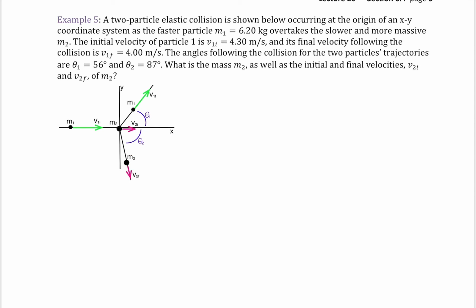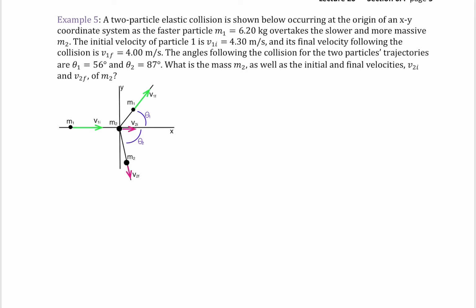Okay, so what do we not know? What are our unknowns? Well, M2, V2 initial, and V2 final. So that's the thing, we don't know its mass. What do we know about it? All we know is the angle that it gets bounced at after the glancing collision, and we know that it started at rest. But we don't know how massive it is.